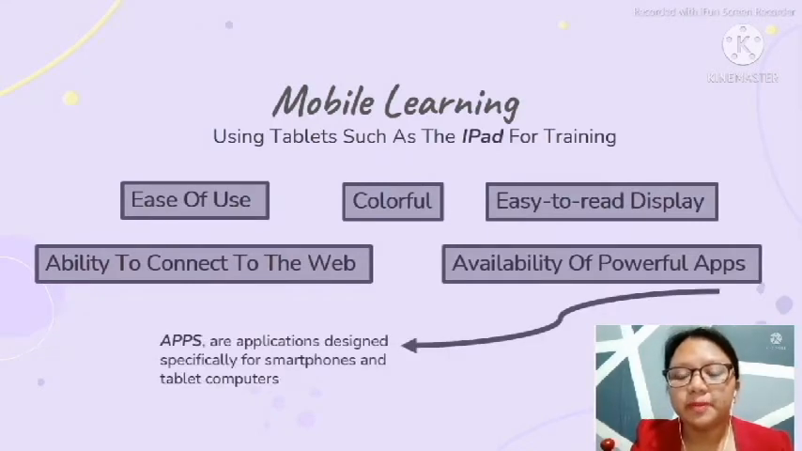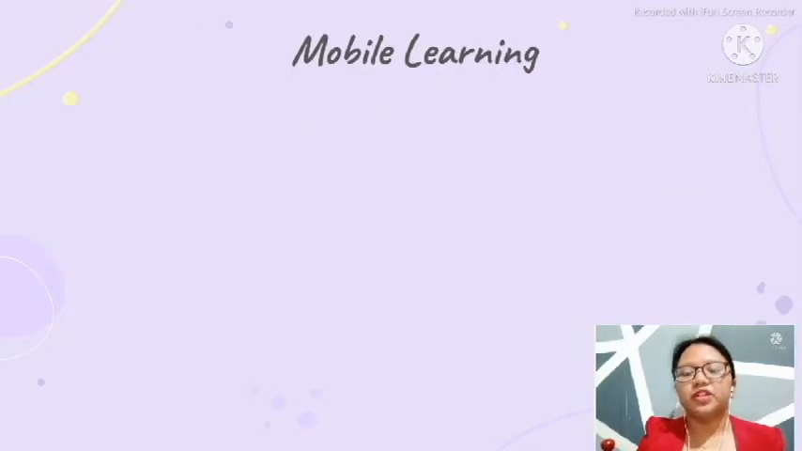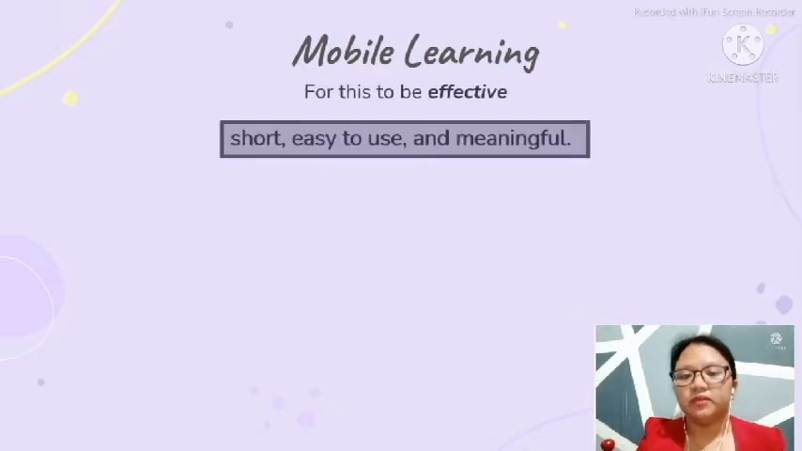Apps refer to applications designed specifically for smartphones and tablet computers. Apps are primarily being used to supplement training, manage the path or sequence of training, and to help employees maintain training records. For mobile learning to be effective, it needs to be short, easy to use, and meaningful.